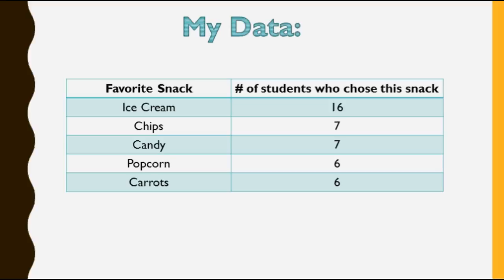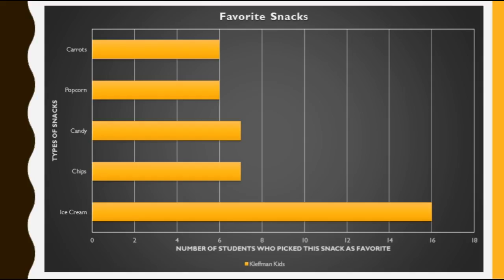I put the data into a chart. Here's the favorite snacks. These are the choices that I gave them: ice cream, chips, candy, popcorn, or carrots. And these are the number of students who chose this snack. I just wrote it down. I counted them as they voted. And then I put it into a bar graph.